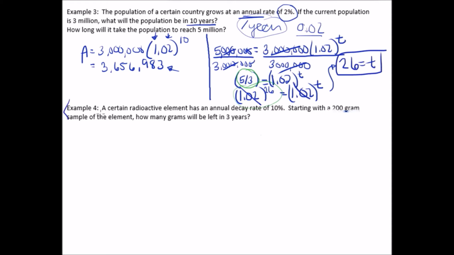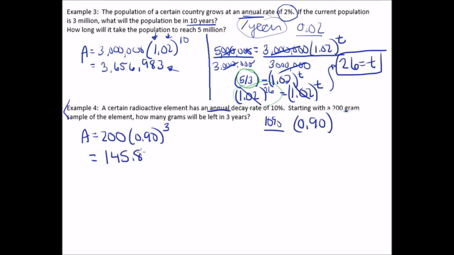Okay, example 4. A certain radioactive element has an annual, per year, decay rate of 10%. Because it's decaying, it's actually decaying to 90% of what it was. Starting with a 200 gram sample, every single time we're taking 90% of what's left. How many grams will be left after 3 years? So we just plug this in and solve, and I get 145.8. So after 3 years of having 90% of the 200, and then 90% of that, and then 90% of that, the answer is 145.8 grams.